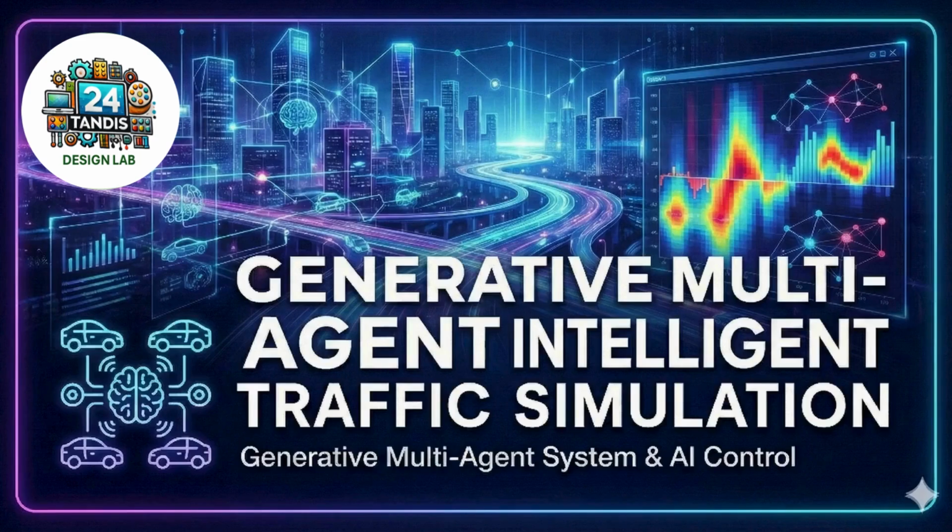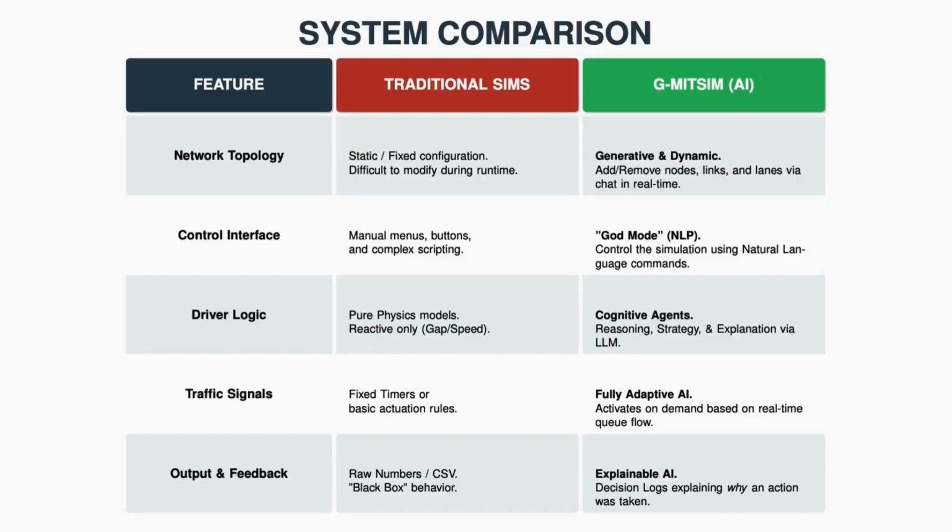This video provides a demonstration of G-MITSIM, the Generative Multi-Agent Intelligent Traffic Simulation. As shown in the comparison chart, the platform represents a shift beyond the constraints of standard traffic models and into the era of generative AI. Traditionally, simulators function as black boxes with static topologies that are difficult to modify once compiled. In contrast, G-MITSIM is generative and dynamic, capable of adding nodes, links, and lanes in real time through chat commands.